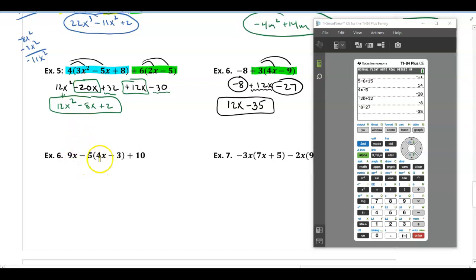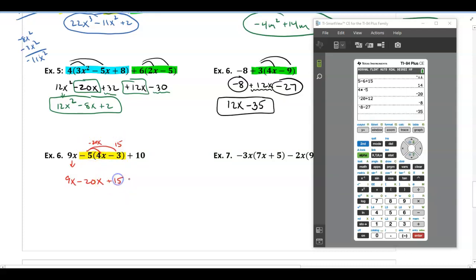So example 6, same thing here. I have to distribute here first. What am I distributing? A negative 5. So I bring down my 9x. Then negative 5 times 4x is negative 20x. So I'm going to subtract it. A negative 5 times negative 3 is a positive 15.